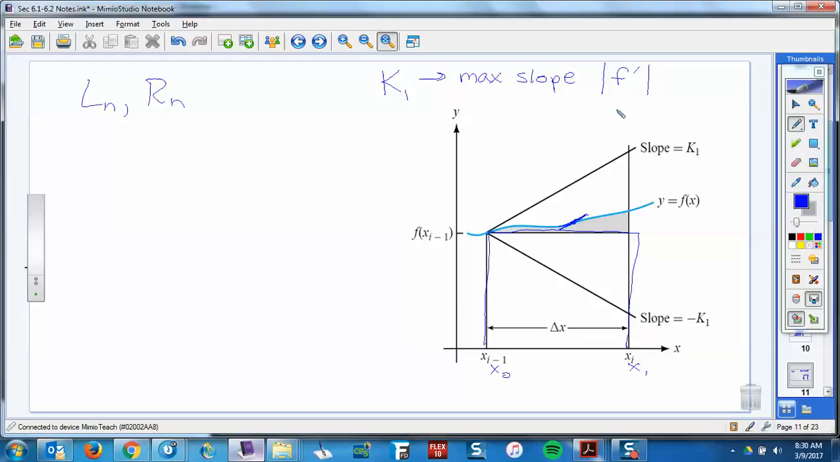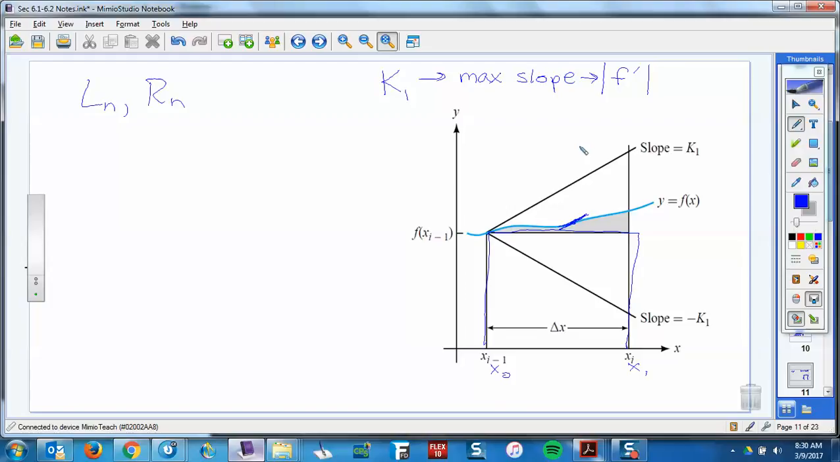Now, I'm going to write it like this. Absolute value of f prime. Because the steepest slope might be negative, right? It might go down like this, and that also causes a left to be off, right? If it goes down, then the left is going to be too big by that amount. And if it's positive, then the left is going to be too little by that amount. It works the same way with right. So I don't really care about over or under right now.